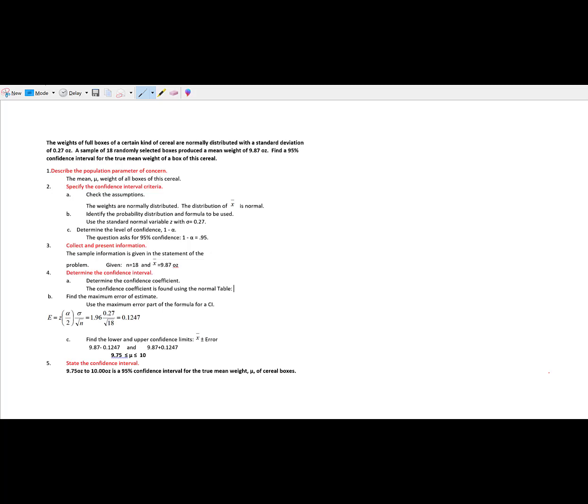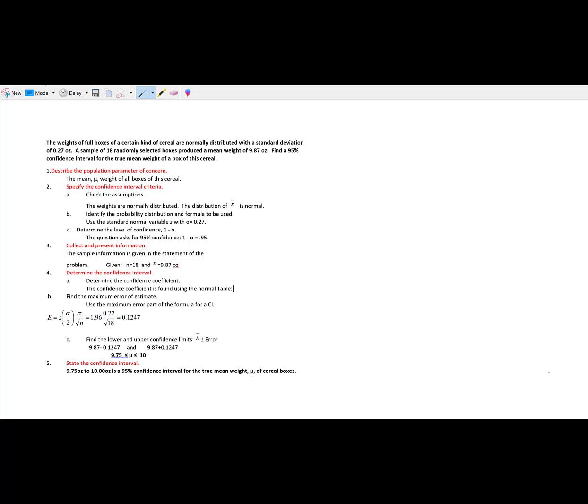Then we have to identify the probability distribution and formula to be used. We can use the standard normal variable z because we have the standard deviation of the entire population given. This standard deviation is 0.27 ounces. And we need to determine the level of confidence. The question asks for 95% confidence.